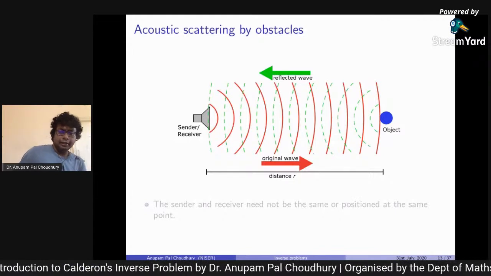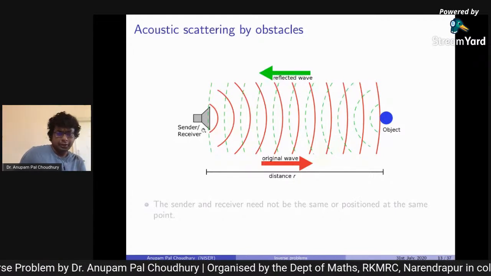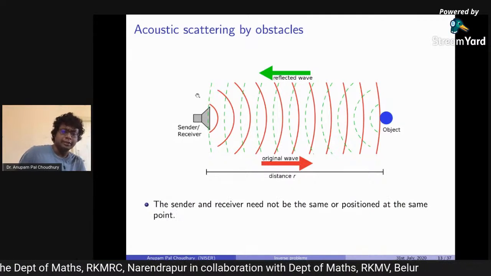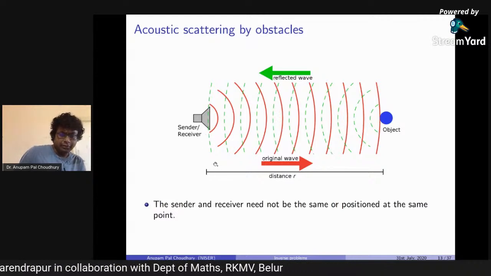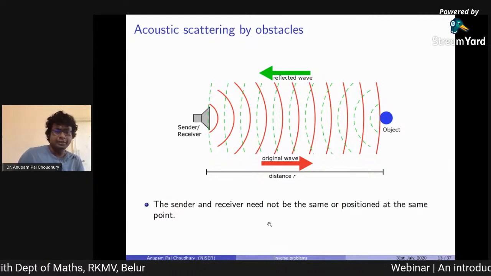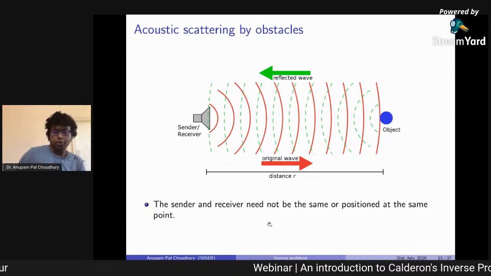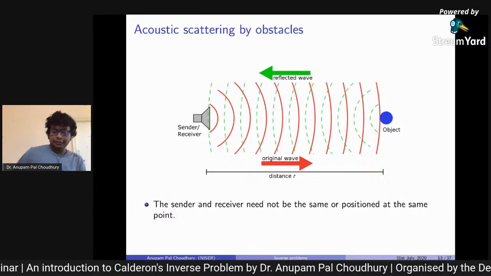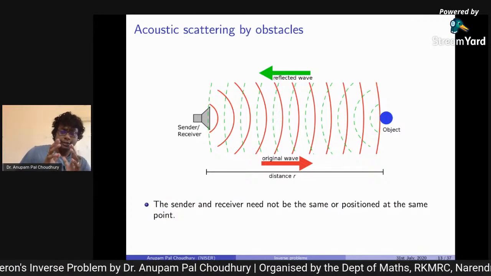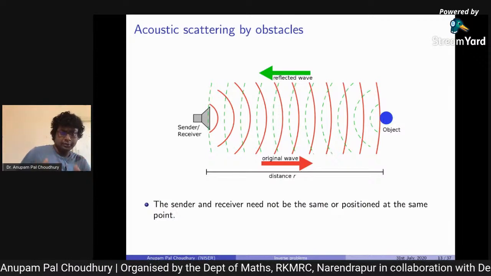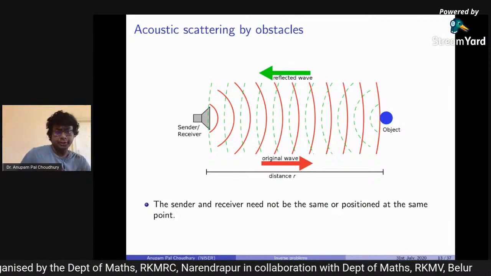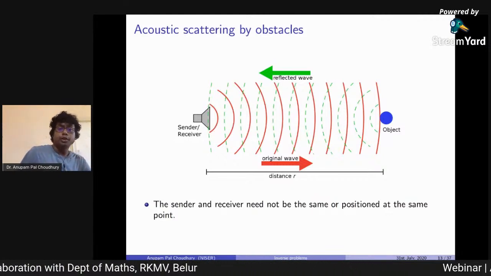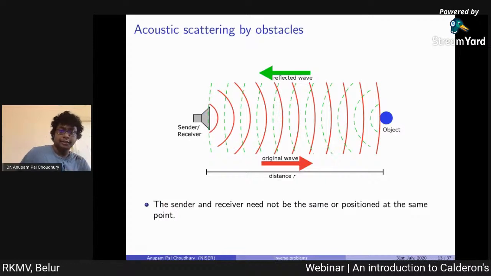Obviously, in these pictures the sender and receiver are at the same position, but that is not necessary. You can have a sender here and a receiver at some different point. The sender and receiver need not be positioned at the same point. So this is another very important aspect. This is known as the mathematical theory of scattering by obstacles. It's a very, very important theory, and integral equations play a very important role in studying these things.